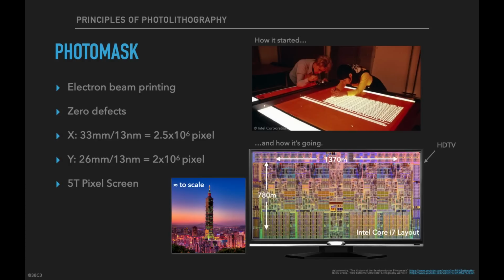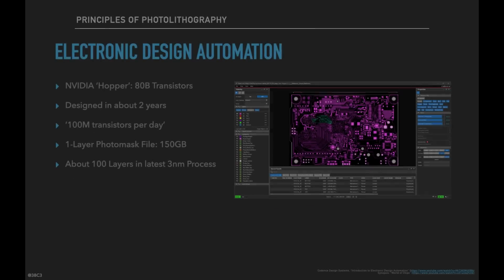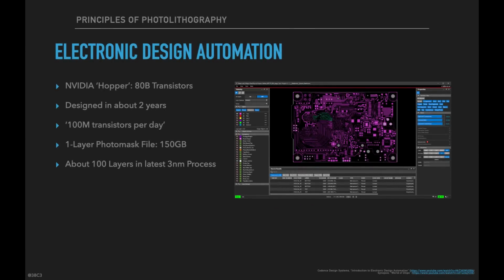It's really impressive. And you can imagine, if you want to design a photomask like this, you cannot do anything by hand anymore. Like an example from NVIDIA, the Hopper chip has 80 billion transistors, and every 2 years they build a new chip. That's very hand-waving, but that's about 100 million transistors per day. Of course, no one can do that by hand. You need a very sophisticated software tool in order to design and optimize all of this.